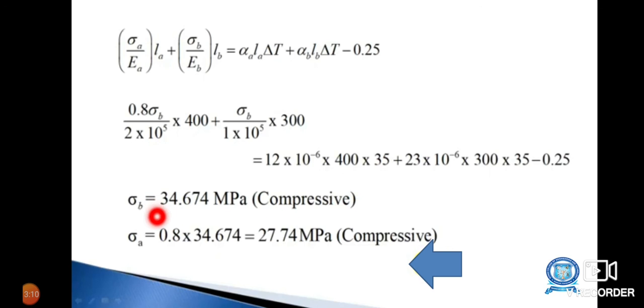So these values we have applied in this equation, and we got sigma A. Sigma A is equal to 0.8 into 34.674, which is equal to 27.74 megapascal. That is also compressive stress.